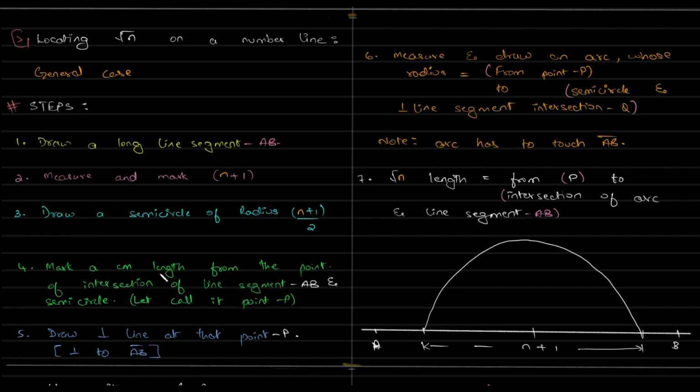So with this in mind, from any one of these points, mark 1 centimeter inwards, cutting the diameter, at any side, doesn't matter. This is 1 centimeter away. And here we are going to draw a perpendicular. We'll call this P, and this will be your Q. Your length PQ is root of n.